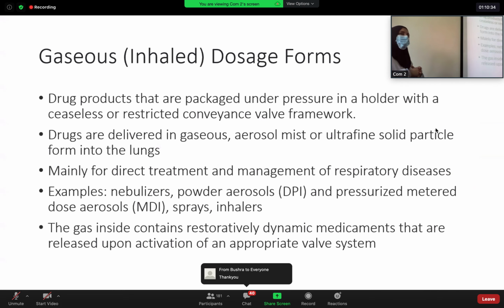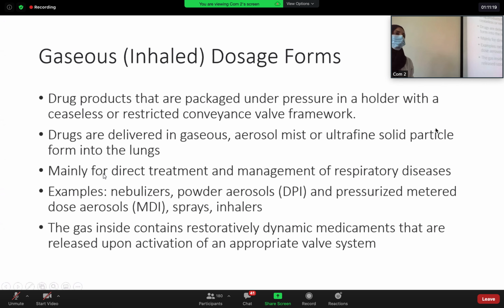Okay, so now we'll move to the gases or the inhaled dosage form. These are basically drug products that are packaged under pressure, or a pressurized type of formulation, where the product will have a holder as well as a device to release the medication. The medication can be delivered in the form of aerosol, gas, or very ultrafine solid particles or powders that can be deposited directly to the lungs.